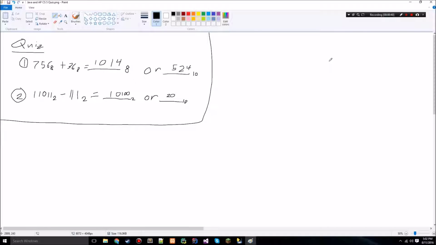Now let's go ahead and take a look at number 1 and work through it. So we need to convert the first number and the second number into base 10. So let's go ahead and make our chart once again. 756. Then we got 8 to the 0, 8 to the first, and 8 squared. Go ahead and evaluate these place value terms.